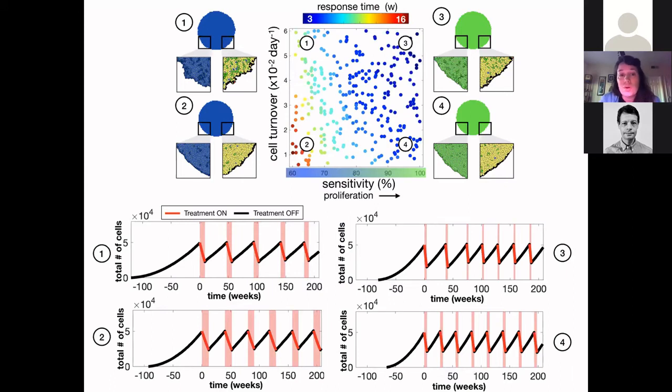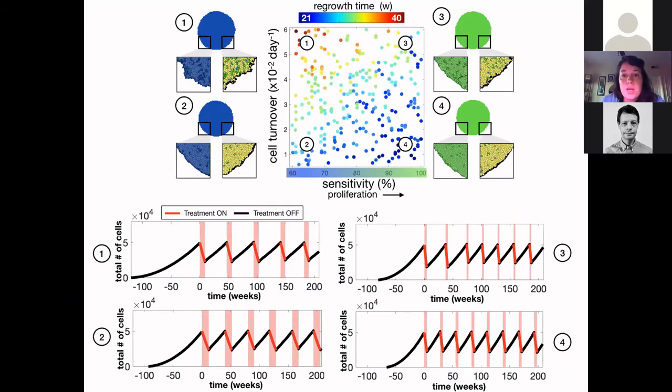So, as was mentioned in Diana's discussion, you can have this cell turnover and it kind of disrupts the spatial structure right at the edge. And so this kind of helps make the response time faster.